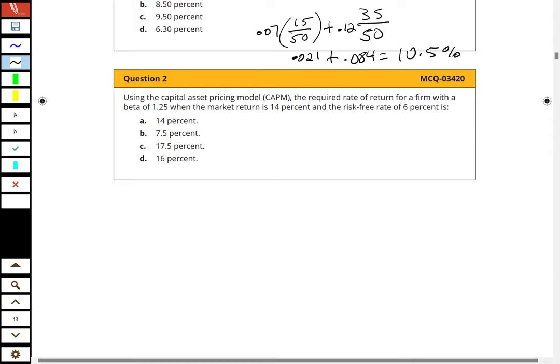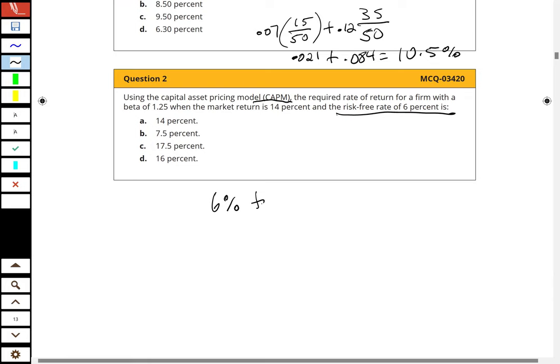But let's go ahead and take a look at this one. They tell us to use the CAPM. So here they've instructed us to use the CAPM. Now, I would have memorized that the CAPM starts with the risk-free rate of return. So I know I have to get 6% in there. And now I'm just going to have to get that market premium.